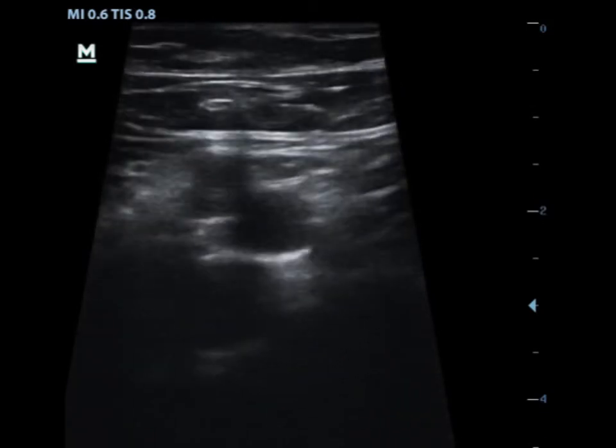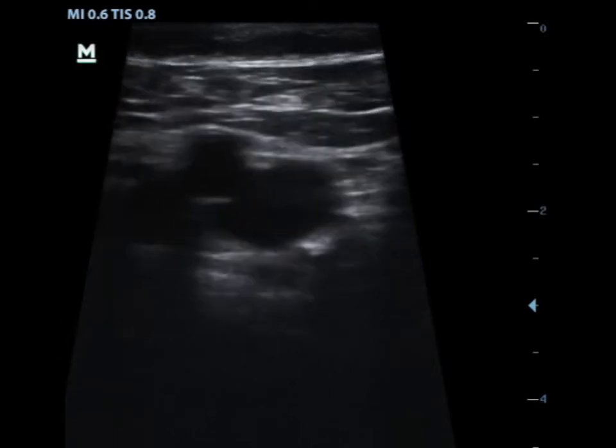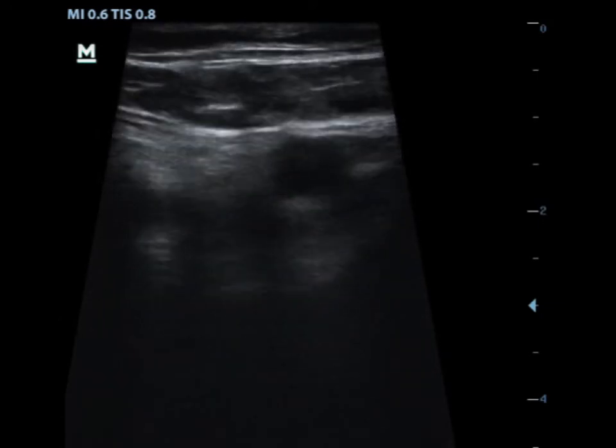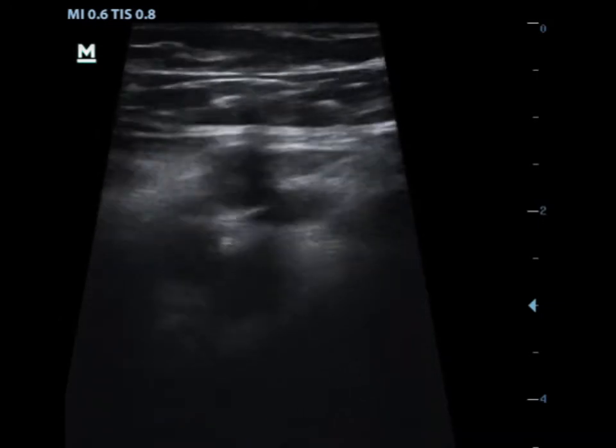I'm a little off axis, so I need to bring it back medially. And we have the superficial femoral vein and the deep femoral vein. And we still have the superficial femoral artery in view here. So watch again and see if you can catch when it splits from being the one common femoral vein into the superficial and the deep.